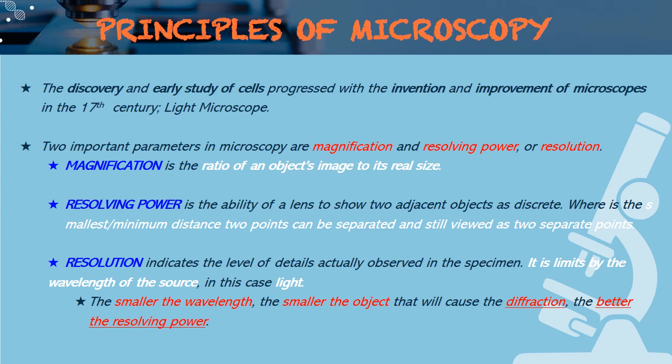Last but not least, the parameter that is important is resolution. Resolution indicates the level of detail actually observed in the specimen. It is limited by the wavelength of the source, and in the case of the light microscope, the wavelength of the source is light. It follows the rule that the smaller the wavelength, the smaller the object that will cause diffraction, the better the resolution, and the better the resolving power.